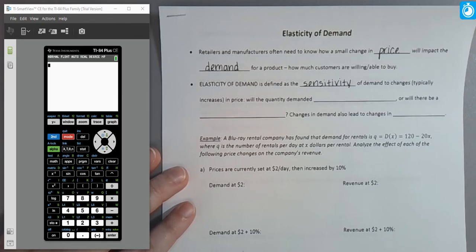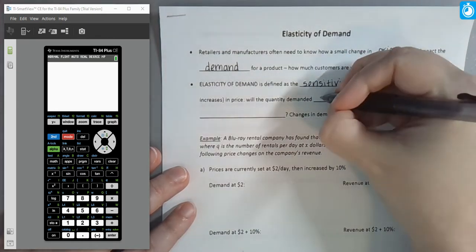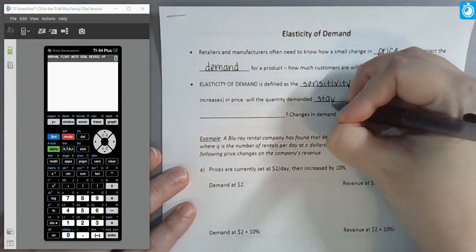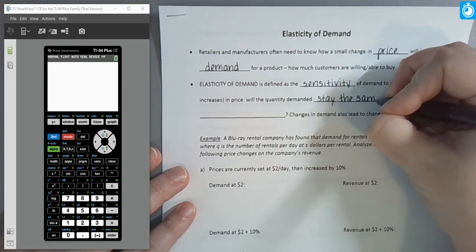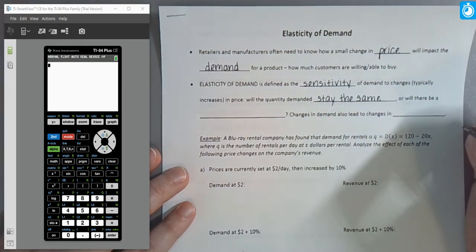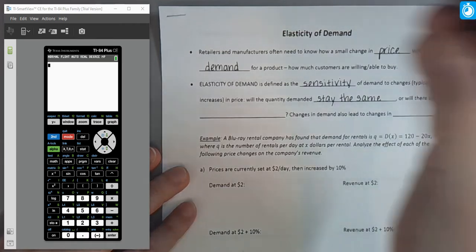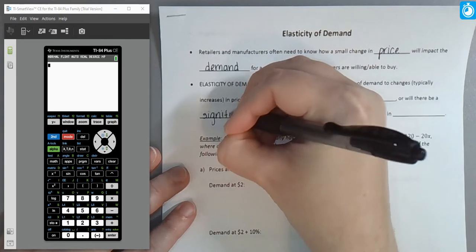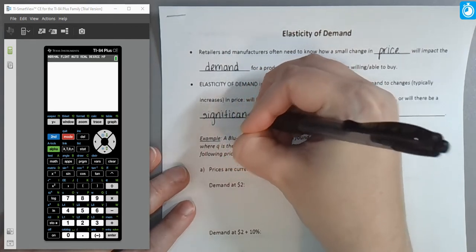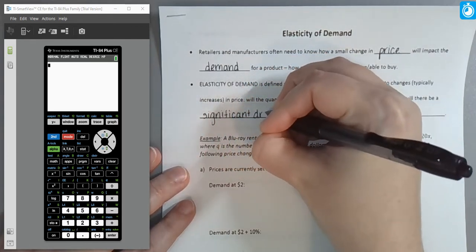Number one, will the quantity demanded stay roughly the same? In other words, we could say that demand is not very sensitive to changes in price. If we change the price, and people are still willing to buy roughly the same amount, then demand is not especially sensitive to price. Or will those changes in price result in a significant drop in how much people are willing to purchase? Which one is it?